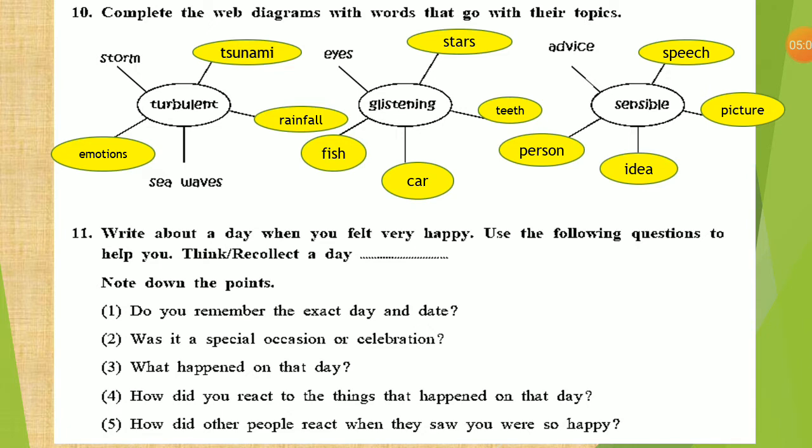In the 10th activity, turbulent is at the center. We have to complete this wave. Turbulence means unsteady. A tsunami is unsteady, rainfall is unsteady, and our emotions are also unsteady. Like that, glistening. Glistening means sparkling. And stars are sparkling. See, in advertisements, we can see the advertisements of a toothpaste. Here, our teeth can sparkle. Glisten, car, fish, or sensible. Sensible means good advice. Some speeches, pictures, some ideas, some persons give us good advice.